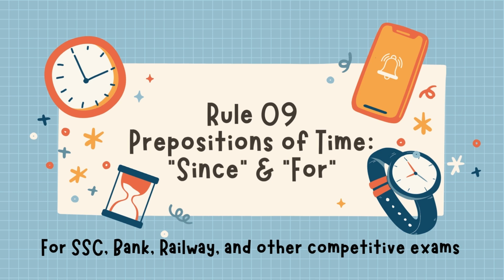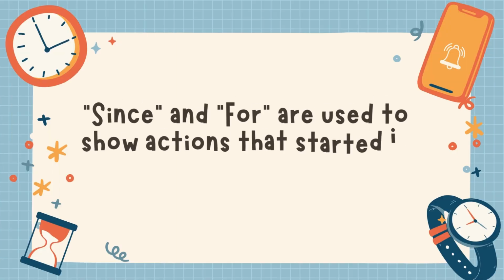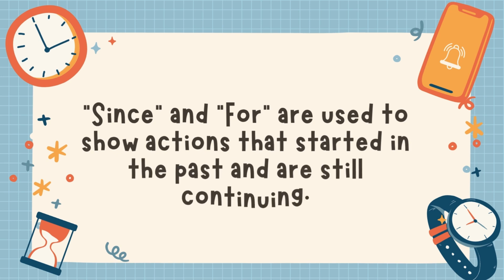Today's topic is most important: prepositions of time, since and for. These two are often confused, but after this you will be able to use them with confidence. Let's get started. Both since and for are used when something began in the past and is still happening. The difference lies in what they refer to. For refers to a period of time, while since refers to a specific point in time.